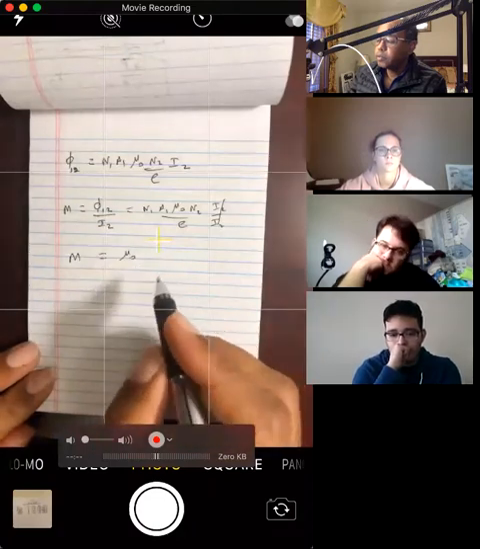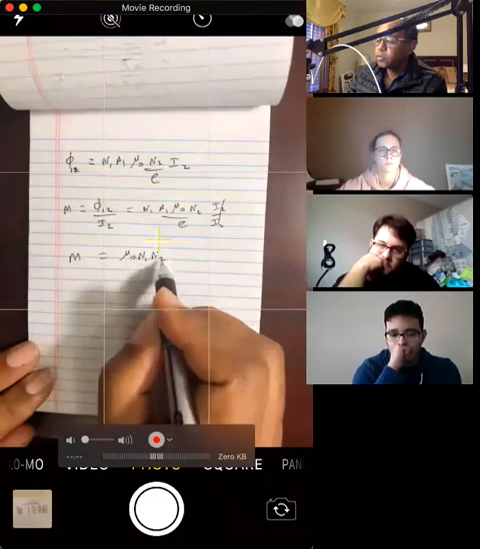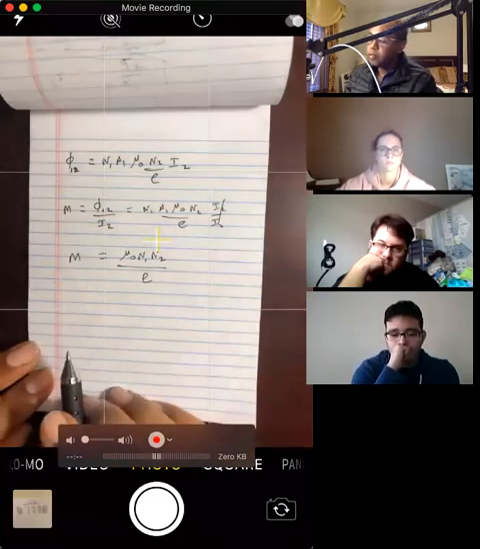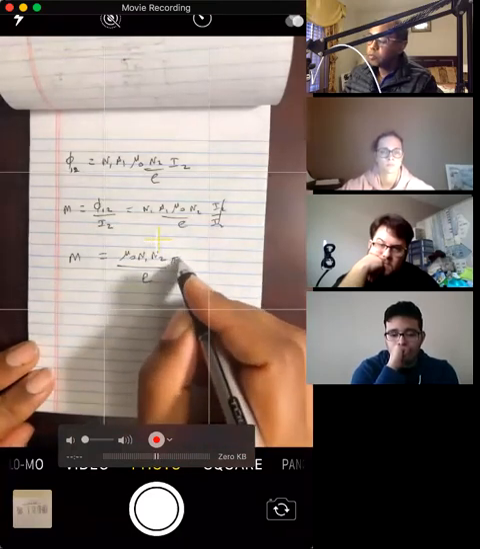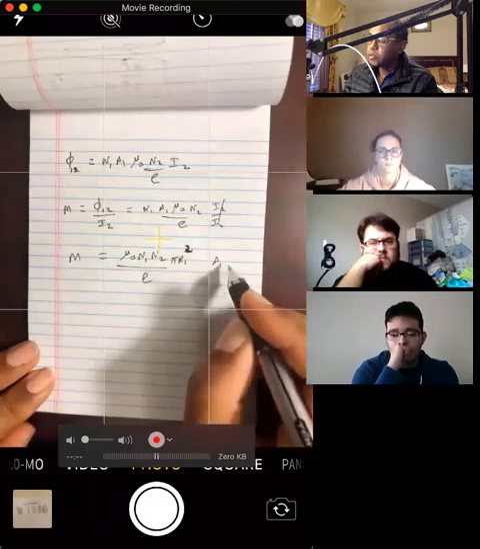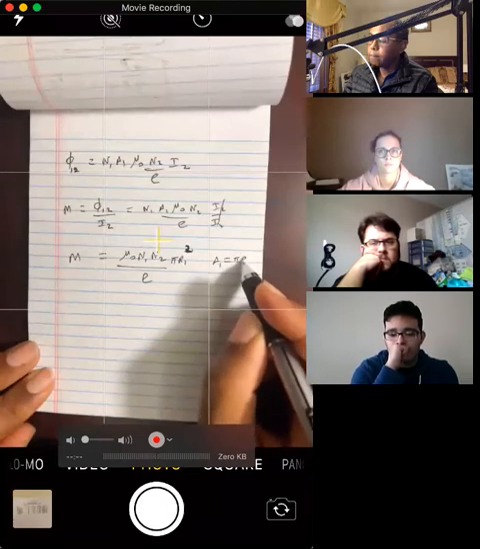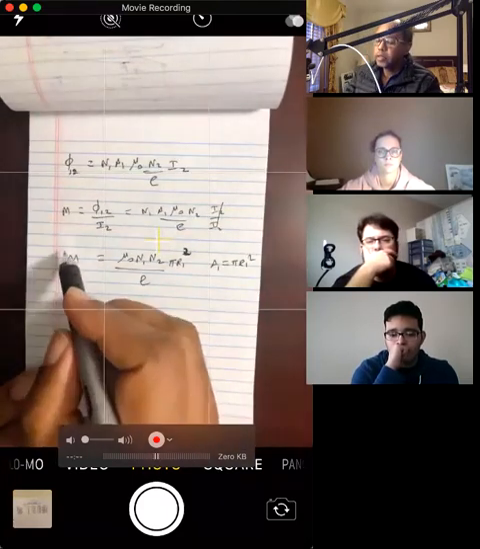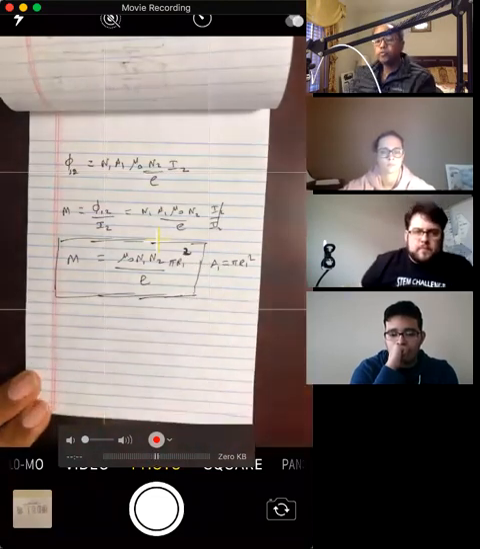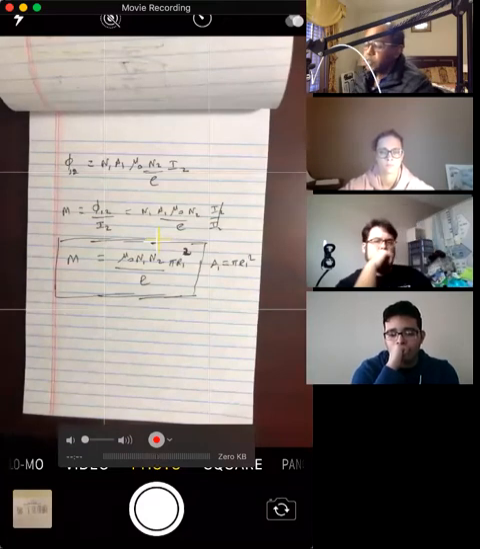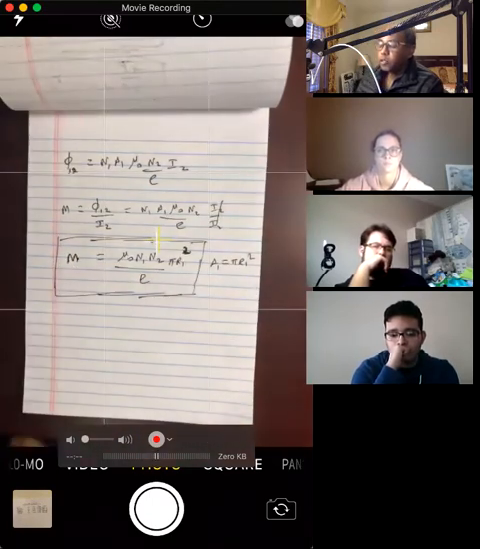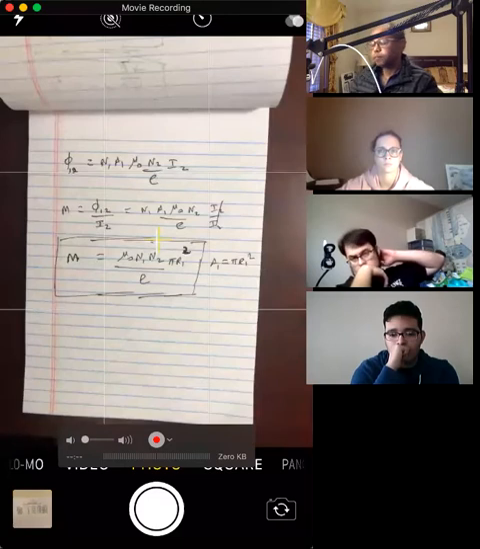We've got mu naught, the product of the numbers of turns of the two coils, divided by the length. And for the area, you can use pi r1 squared, assuming the cross-section is a circle. So this is the mutual inductance of the two coils. It's purely a function of the geometry of the two coils: you've got the number of turns and the radius of 1. That's how we obtain the mutual inductance of two coils.